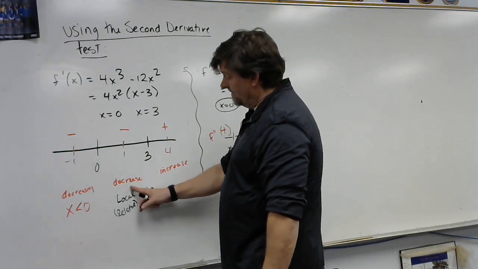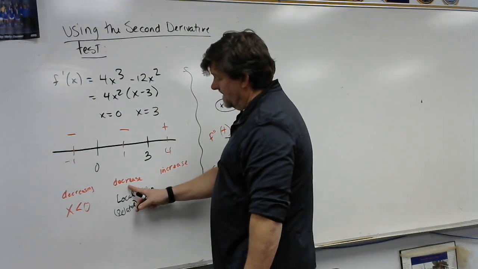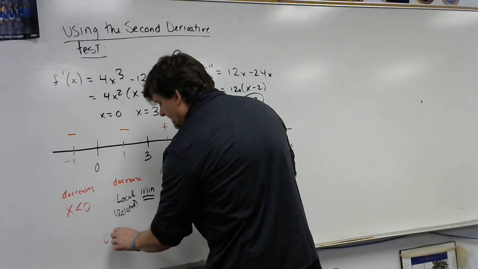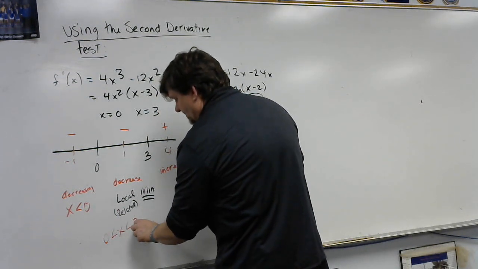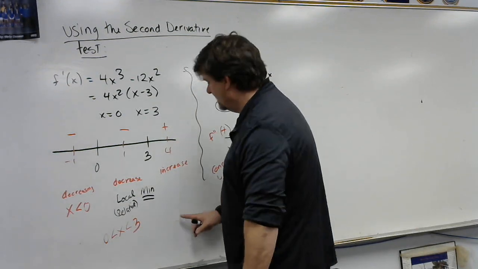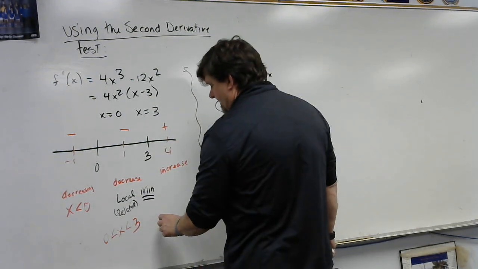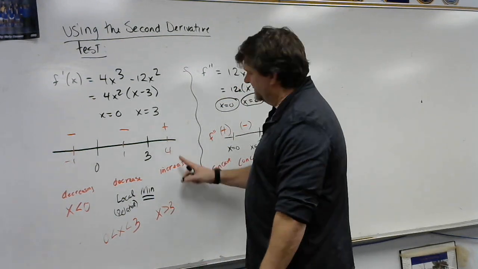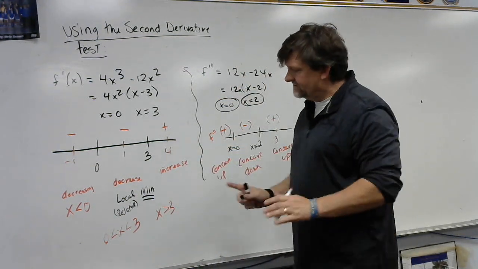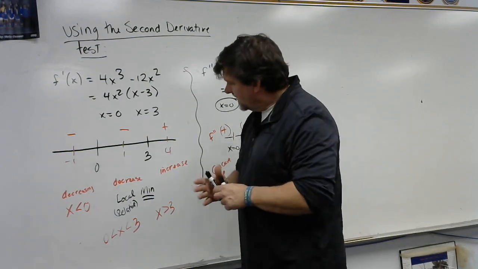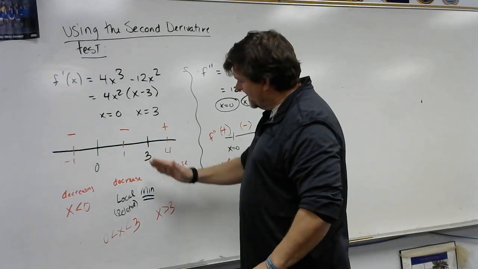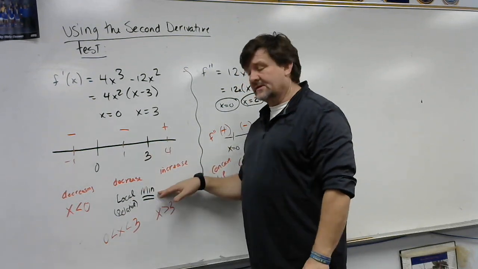I also get that my graph is decreasing from 0 to 3. That's an interval here. And I also know that with x greater than 3, my graph is increasing because it's positive on this side. So a couple of things are happening here. I go from a negative to a positive, so we know that this is a local minimum or a relative minimum.